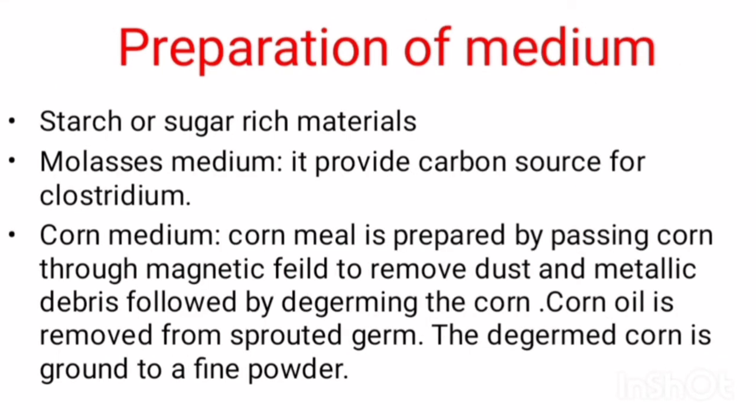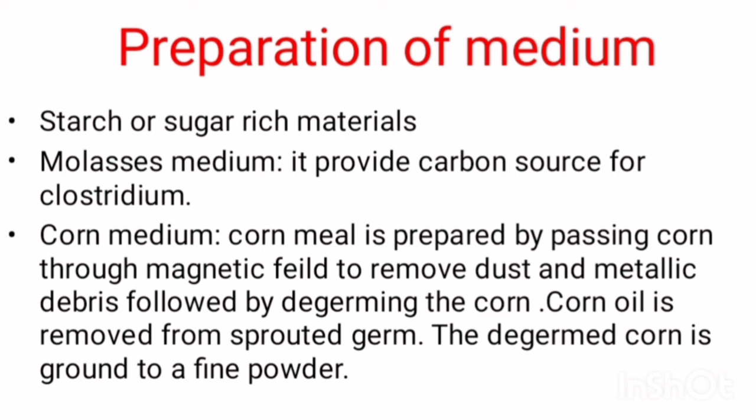Then we can move to the preparation of the medium. Starch or sugar-rich materials are used for the preparation of the medium. The fermentation is usually carried out in corn or molasses-based medium. The molasses medium contains molasses, ammonium sulfate, calcium carbonate, and sometimes corn steep liquor. We can also use corn medium.